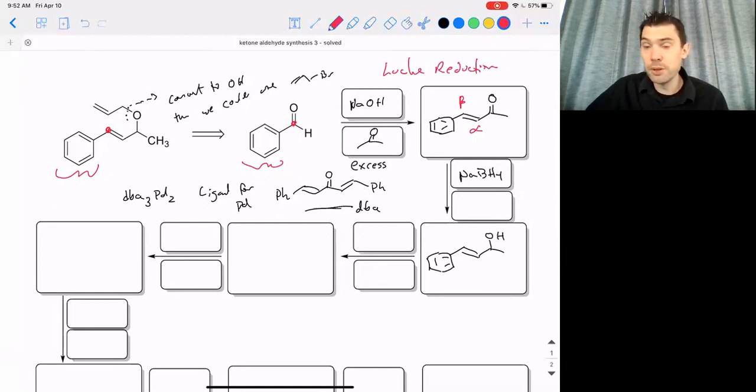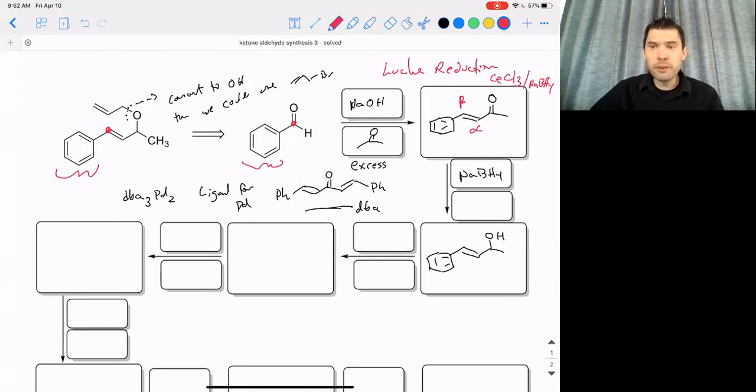And the Luche reduction is there to avoid issues of conjugate reduction. It uses cerium trichloride with sodium borohydride as a reagent combination. That's not critical, and the Luche reduction is definitely not covered in most organic chemistry textbooks.